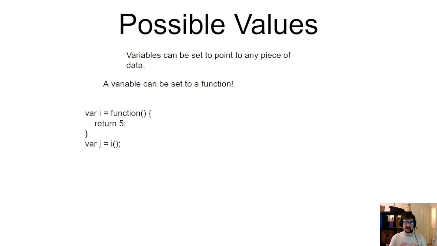And again, j will be that primitive value. A variable can also be set to null. Null is a special value that we use to indicate nothing. There's nothing there. This is empty. You can also set it to just nothing.